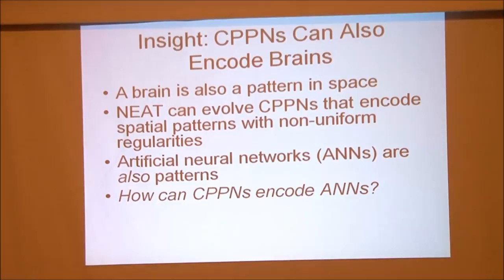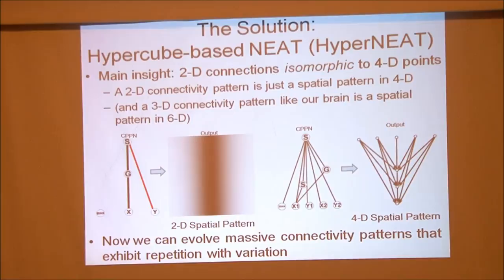It turns out that for a while we were trying to figure this out, but a really simple principle allows you to do this. It's called the hypercube-based NEAT, so that's where the name HyperNEAT comes from. The reason is that what we realized is that the relationship between a spatial pattern and a connectivity pattern is just that you have to multiply its dimensionality times two.